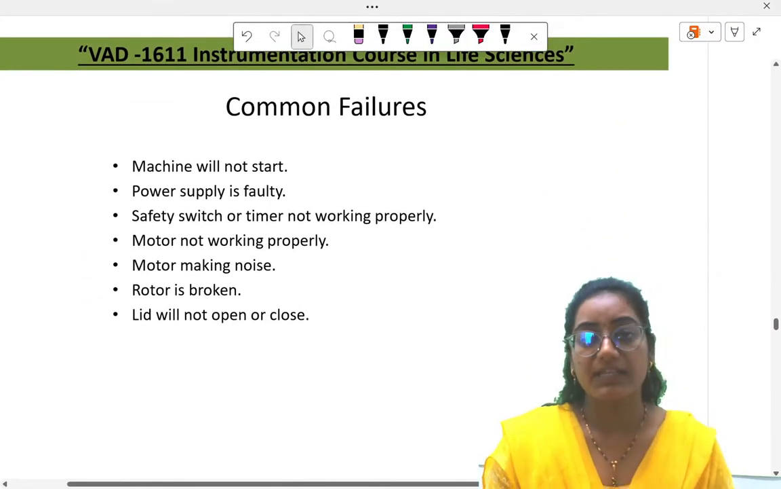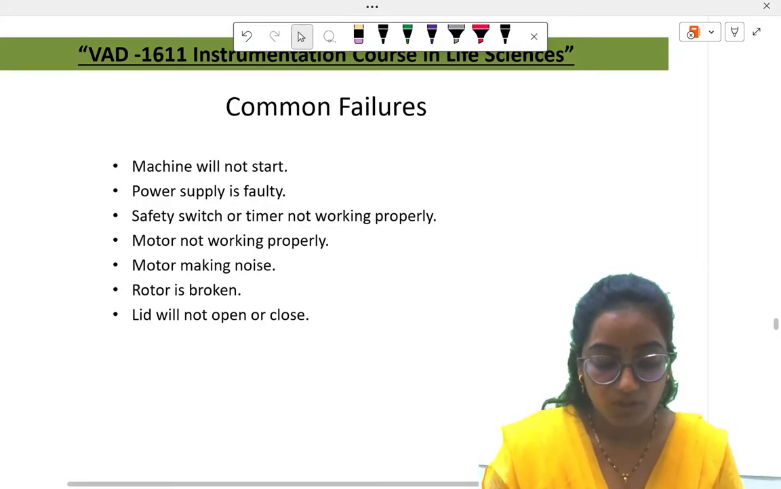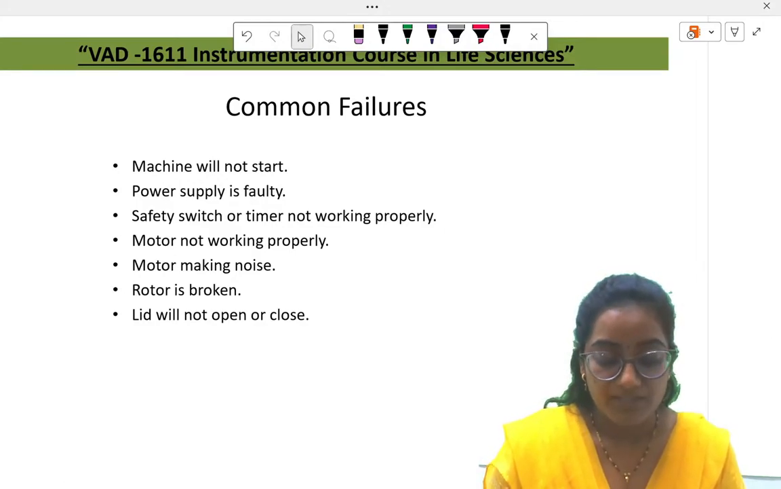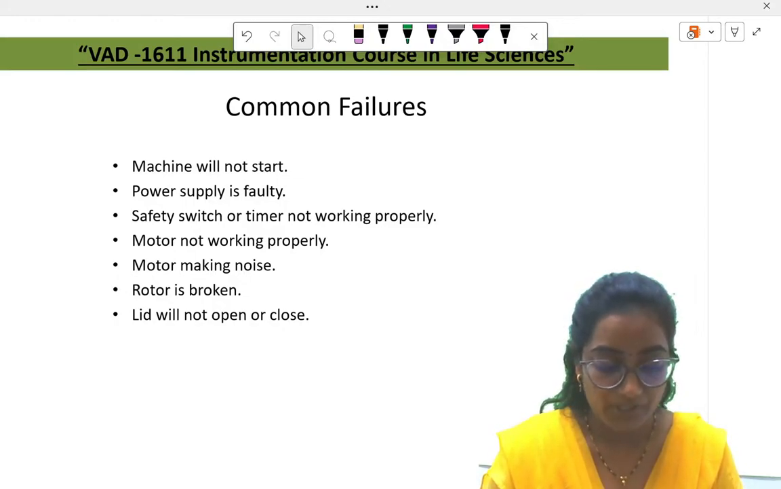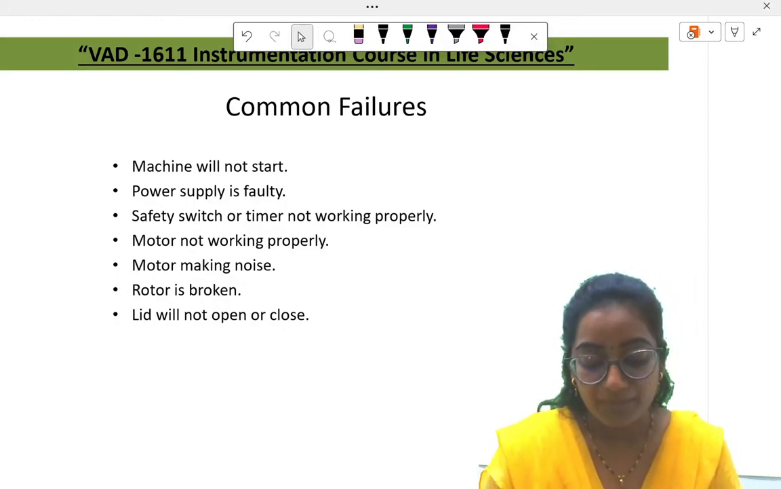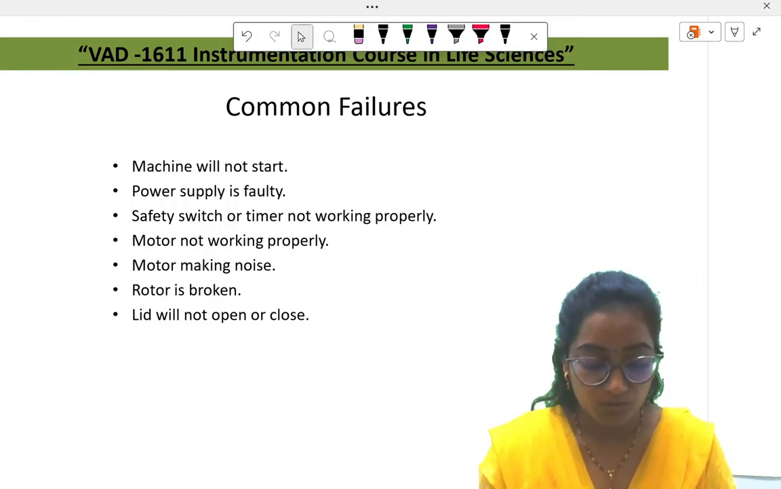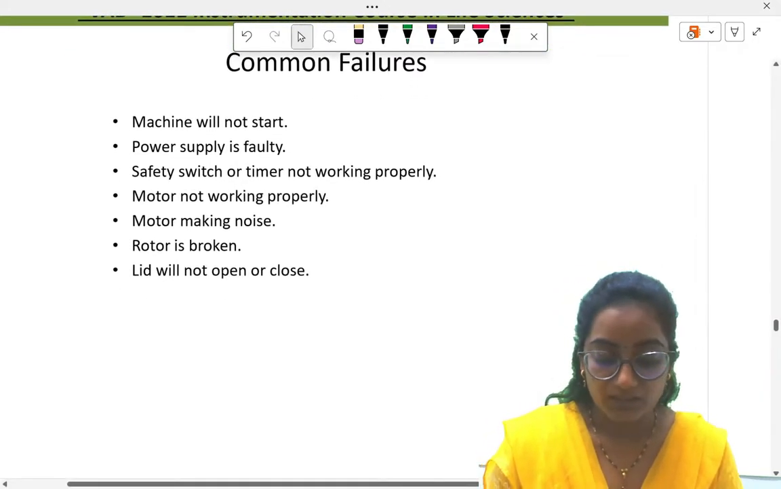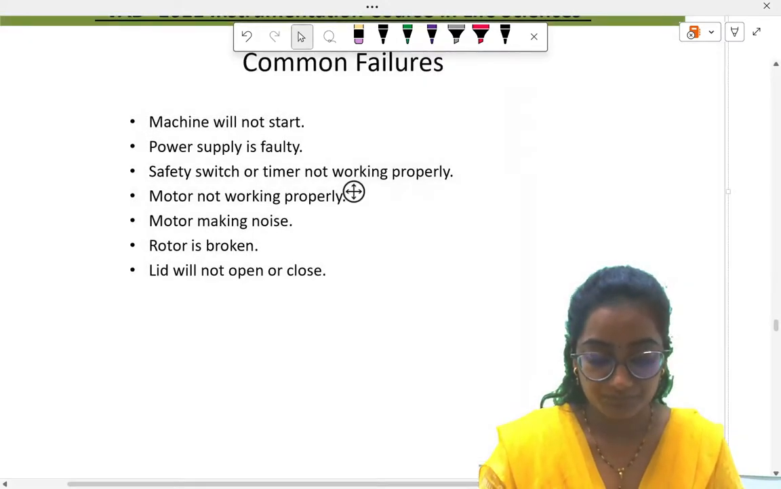Common failures in the operation of the centrifuge: the machine will not start, the power supply is faulty, the safety switch or timer is not working properly, the motor is not working properly, the motor is making noise, the rotor is broken, or the lid will not open or close. We can avoid these common failures by checking beforehand.